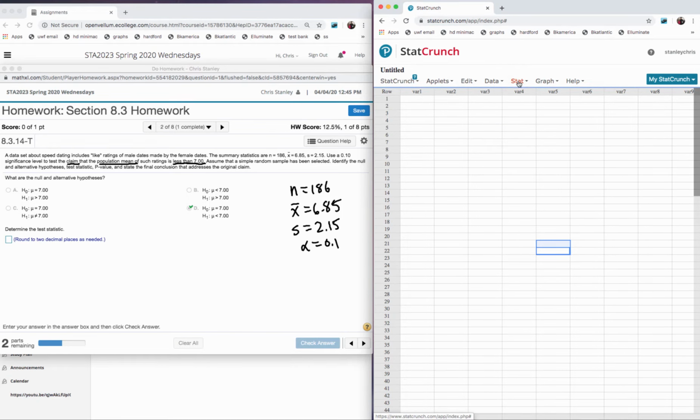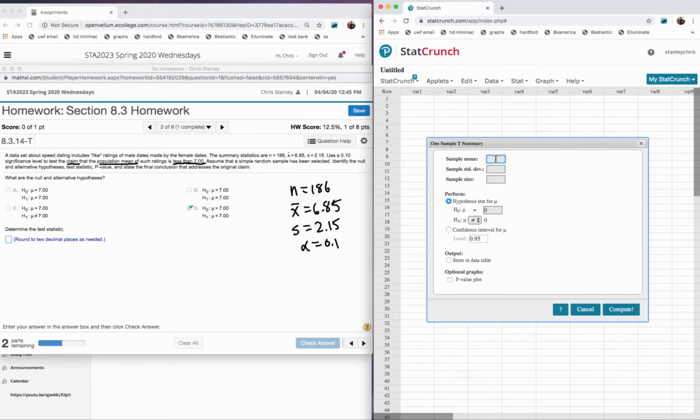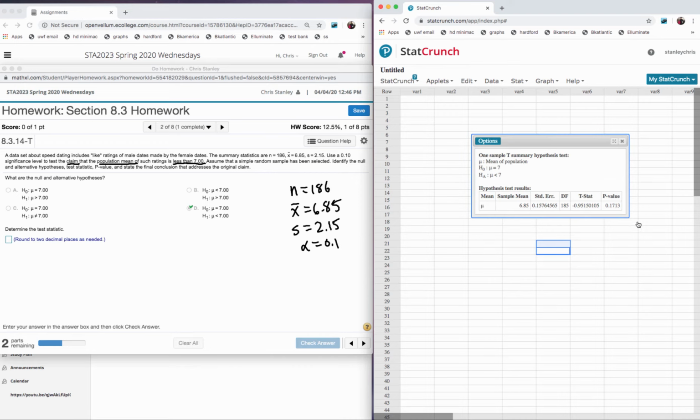This one I'm going to click the button, stat. I'm like, okay, is this a Z or a T-stat? And this is a T-stat because we're using S. Okay, we're going to go to summary. Sample mean, 6.85. Standard deviation, 2.15. Sample size, 186. Okay, the null is 7 and the alternative is less than. And we get negative 0.95.